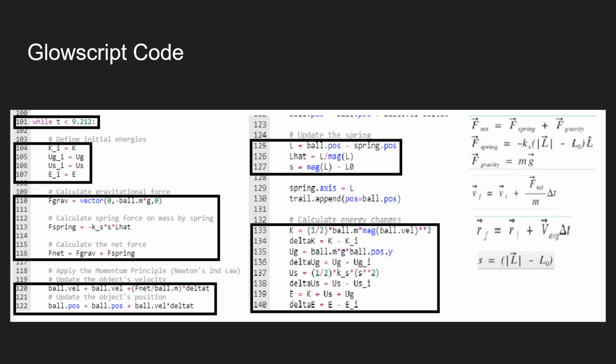Here, the energies are initialized. Then the force of gravity is set to 0, negative mg, 0. Finally, the spring force given by Hooke's law is equal to the negative spring constant times the stretch times L hat. The net force acting on the mass is then equal to the force of gravity plus the spring force. Thus, Newton's second law and the positional update formula are used to calculate the mass's velocity and position. Given the mass's new position, the length of the spring and the stretch of the spring are updated. Lastly, the change in energies in the system are calculated by subtracting their respective initial values from the final values.